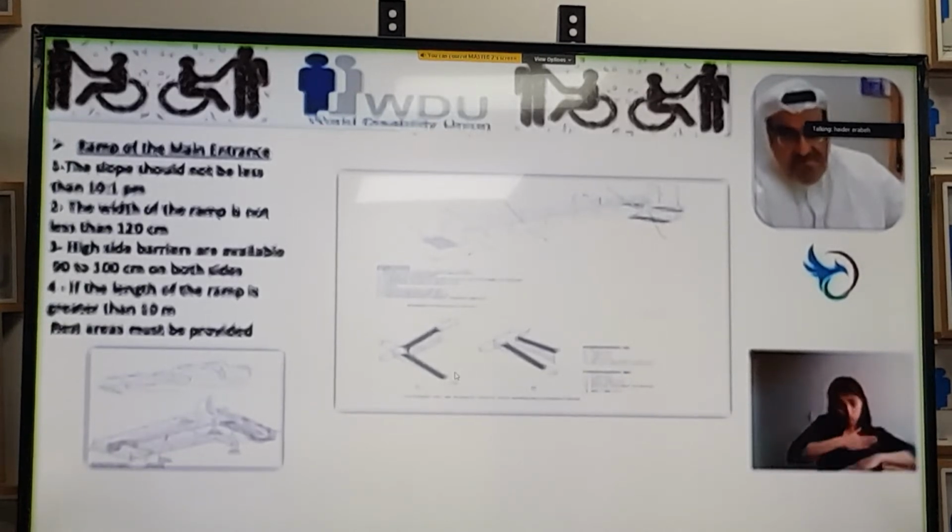Of course, the width of the ramp should be, if it's 10 meters, then not less than 1.5 meters, because maybe one is going and one is coming. But if the ramp is small, then 1 meter is allowed for the width of the ramp for the wheelchair user. Can we go to the next page?